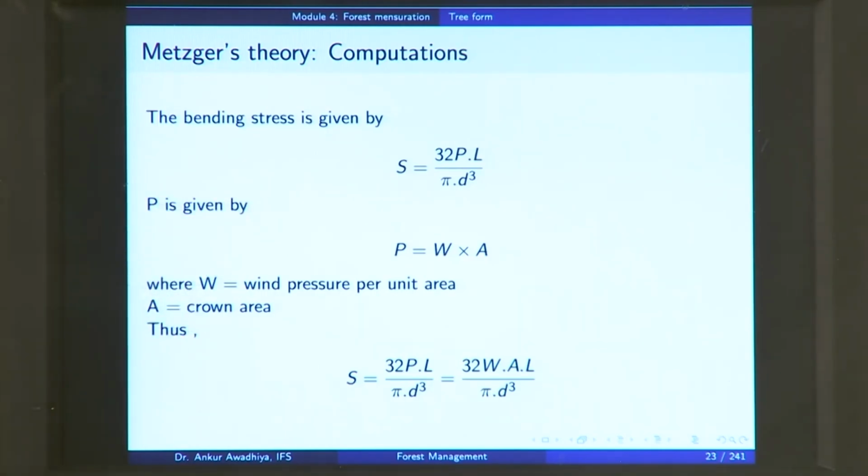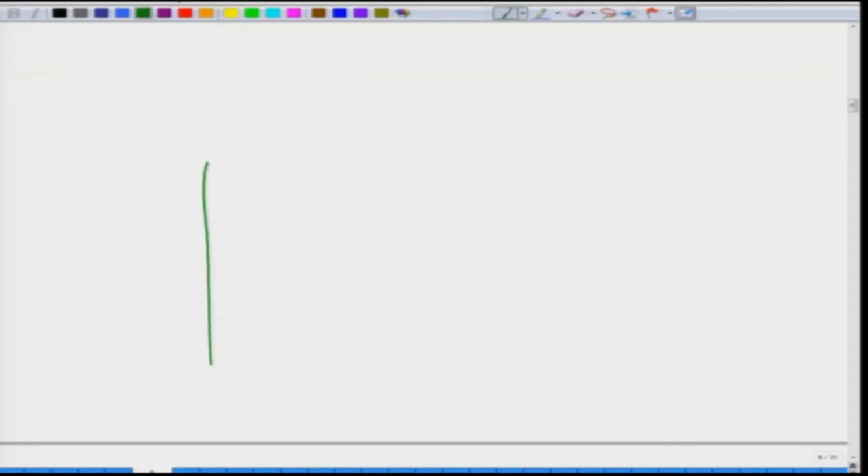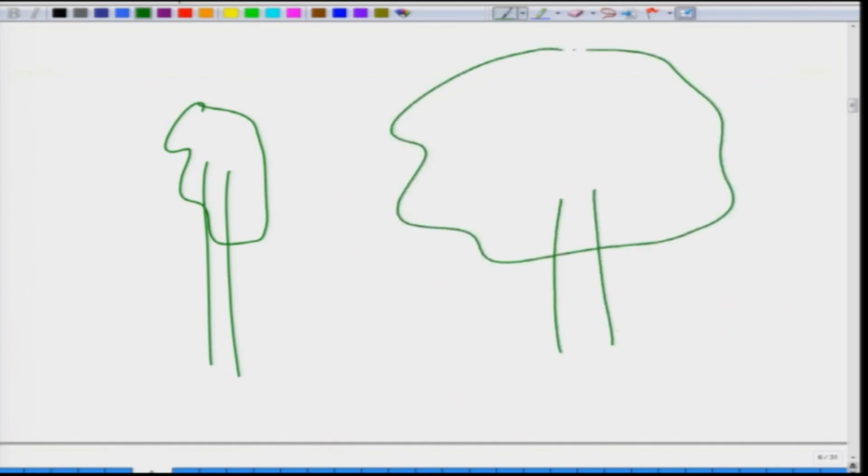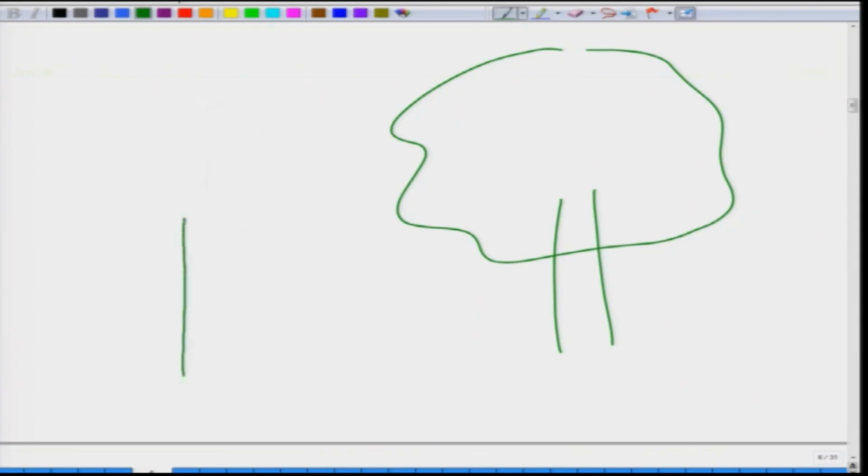So, if you have a larger sized crown, you will have more force being applied. If you consider two trees, one with a larger sized crown and one with a smaller sized crown, the amount of force, the capital P, will be much greater than the small p that we have in this place.